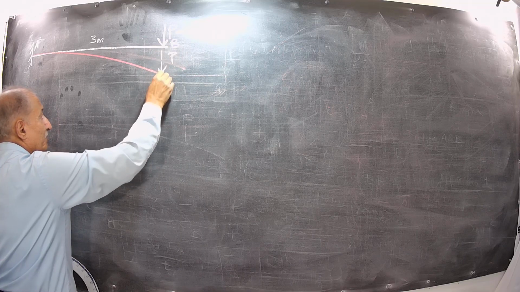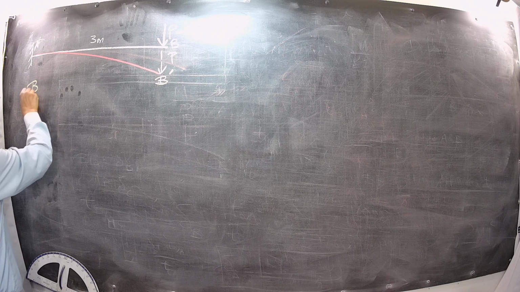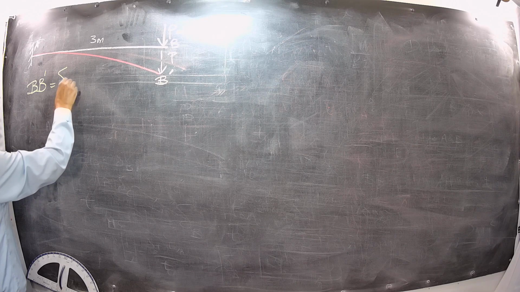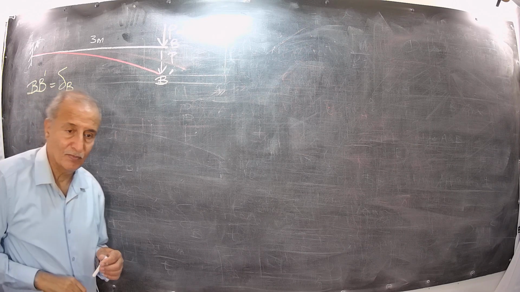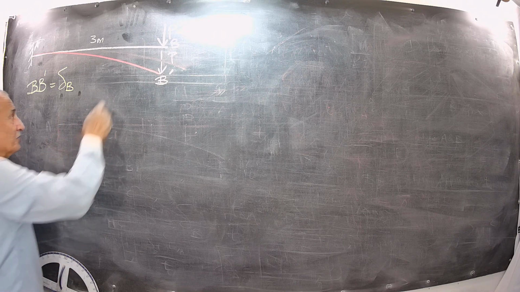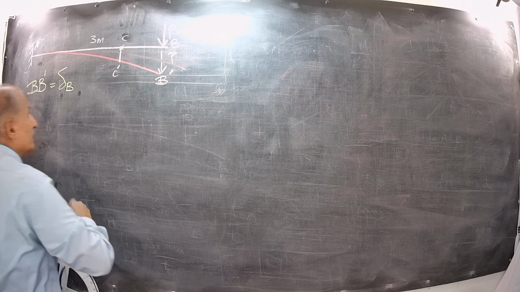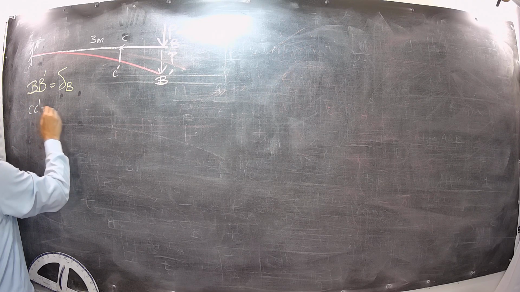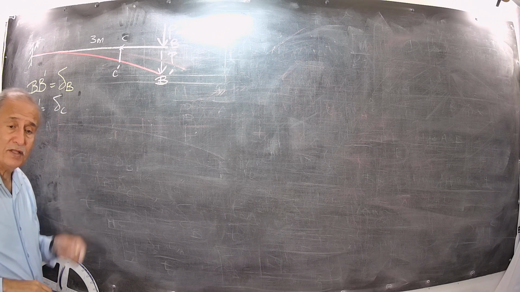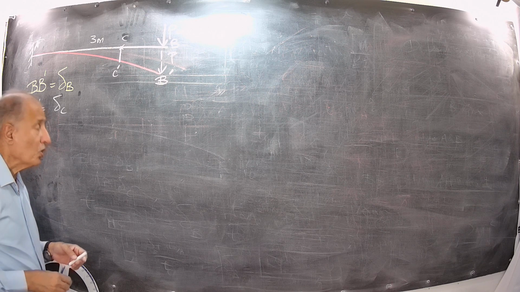For example, if this is B prime, then BB prime is equal to deflection of point B. We show it by delta B. And deflection at a point like C, CC prime, is the deflection at C, equal to delta C. Okay, how to find out deflection? And this is deflection. Slope.